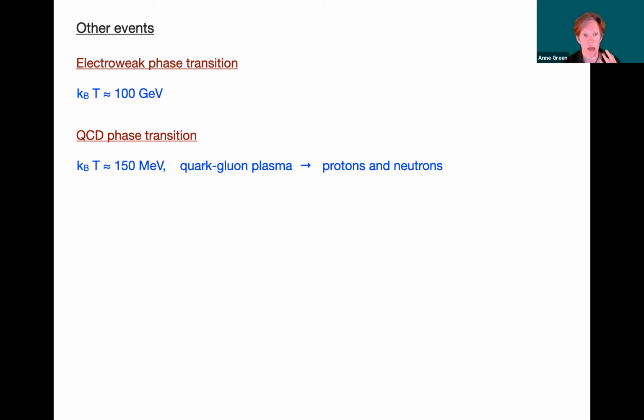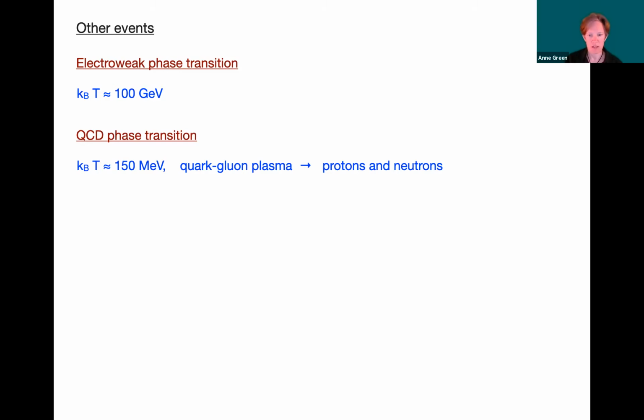And this is the point at which there's a phase transition going from a quark gluon plasma into protons and neutrons. And this, I think, will have important things which come up in the lectures, for instance, on primordial black holes as a dark matter candidate. So those were just setting those two events in the timeline of the universe.